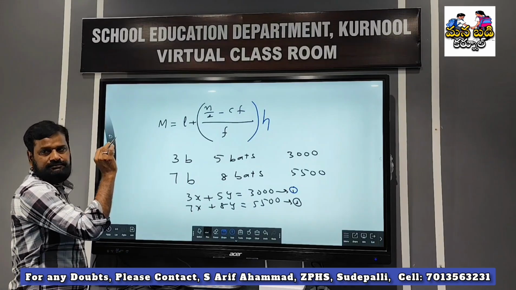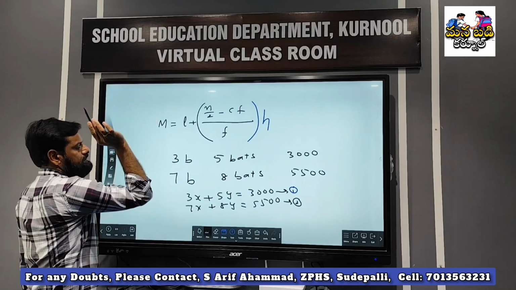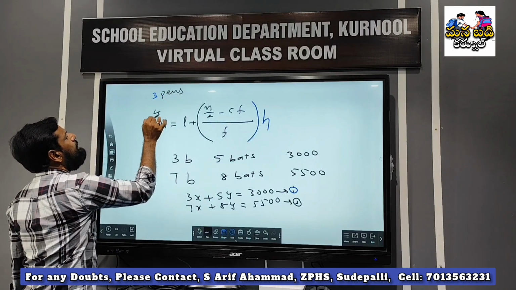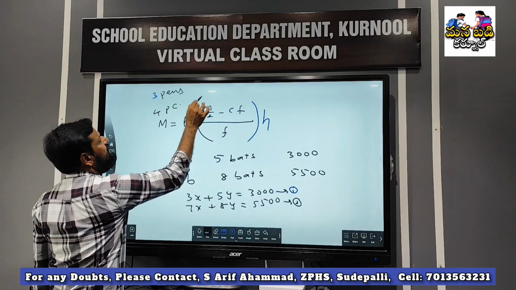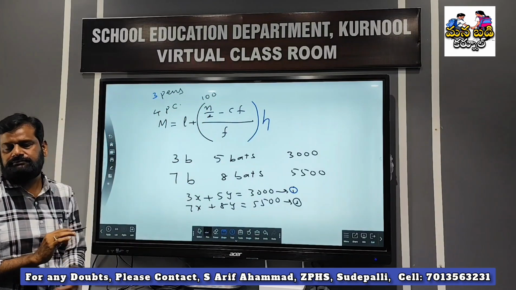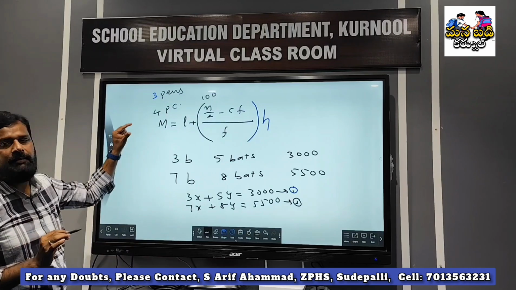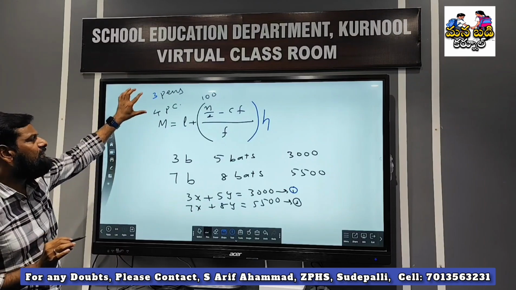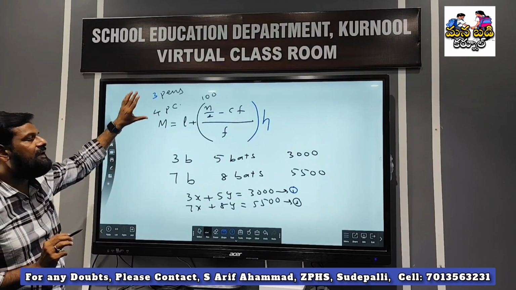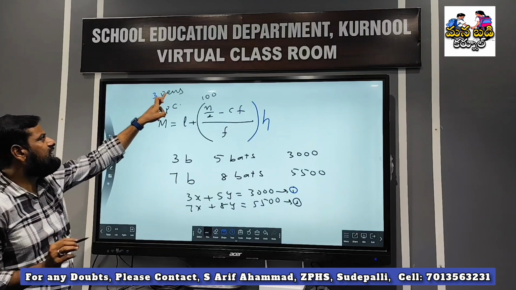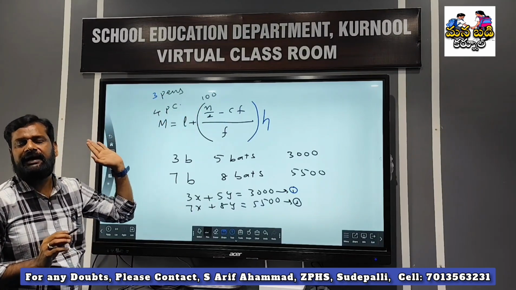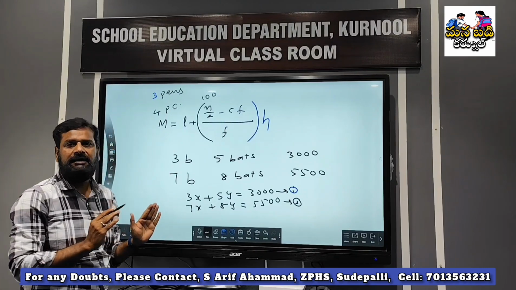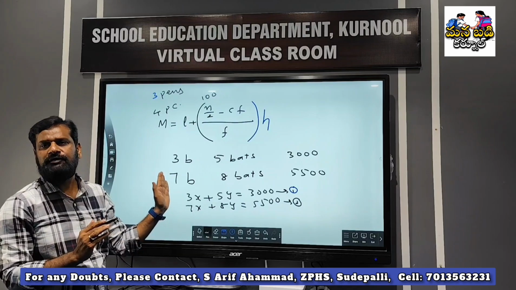Sometimes they will give one single situation. What is that? 3 pens and 4 pencils together cost 100 rupees. Represent in the form of a linear equation in 2 variables. So only one situation is given. In a one mark question they will ask simple questions like this. So just 3x plus 4y is equal to 100. So we can expect communication problems from this chapter, pair of linear equations in 2 variables.